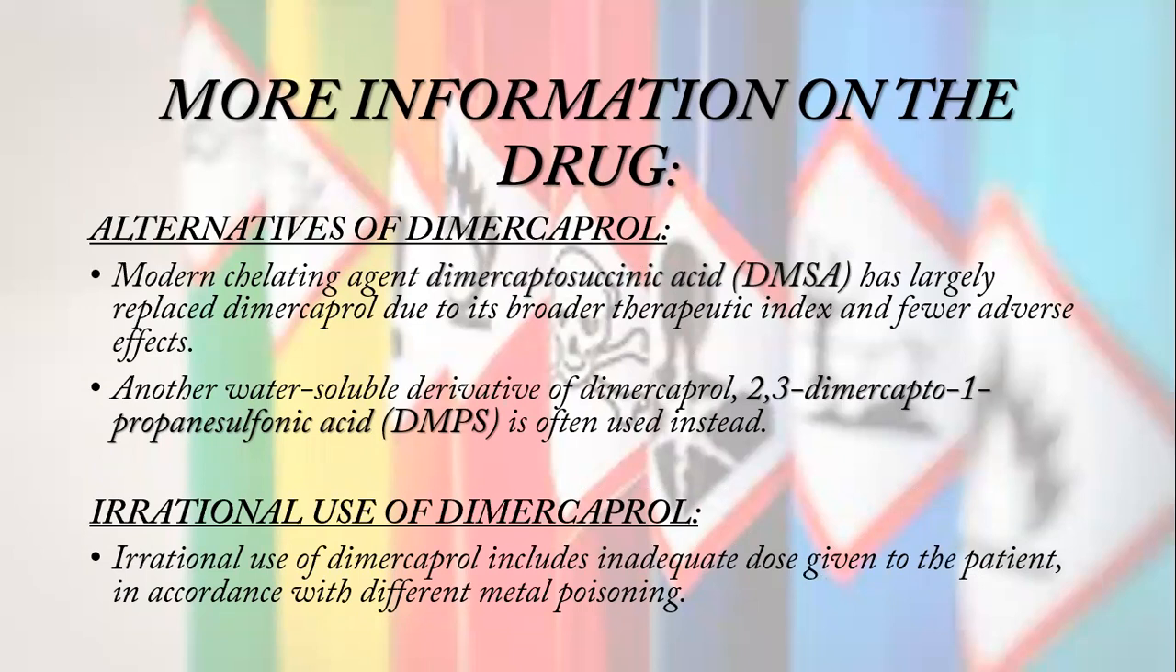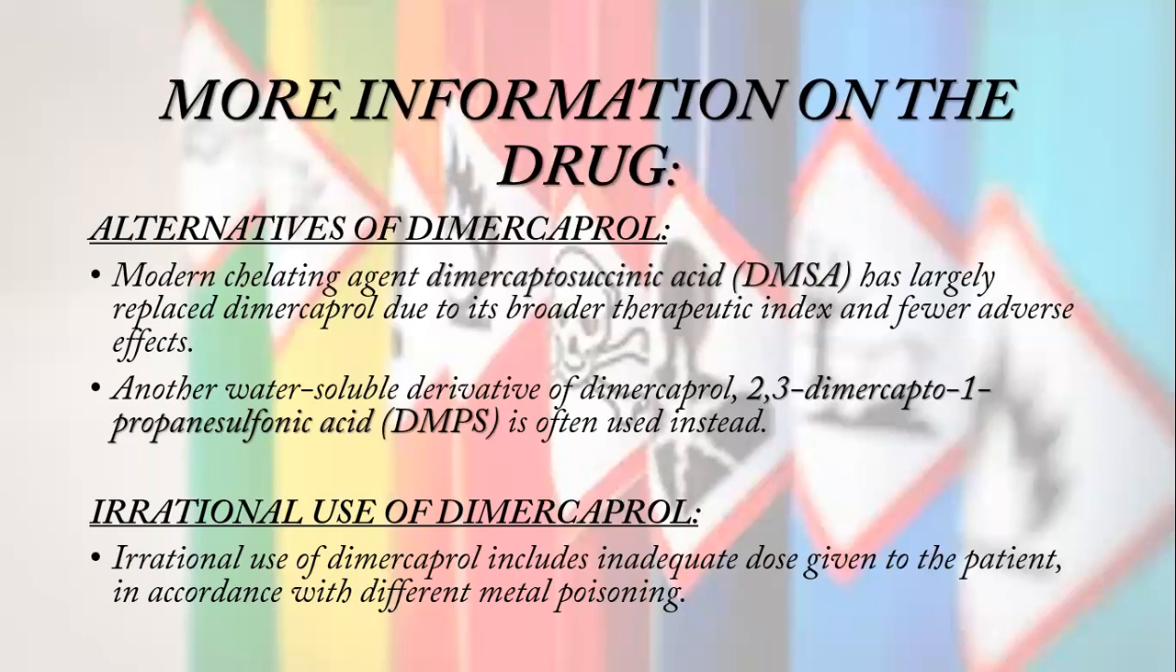Alternatives of dimercaprol available in the market right now: one of the most used is the water soluble derivative and a very modern chelating agent, dimercaptosuccinic acid, abbreviated as DMSA, and it has largely replaced dimercaprol because it has a broader therapeutic index, broader therapeutic range, and far fewer adverse effects than dimercaprol. Another water-soluble derivative is 2,3-dimercapto-1-propane sulfonic acid, which is abbreviated as DMPS, and it is also used instead at some points.